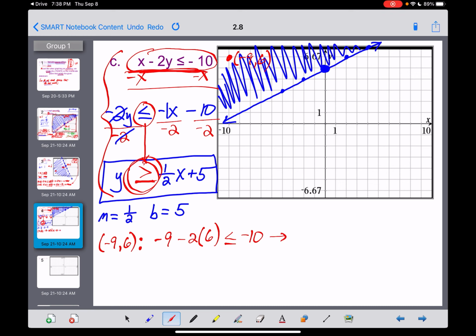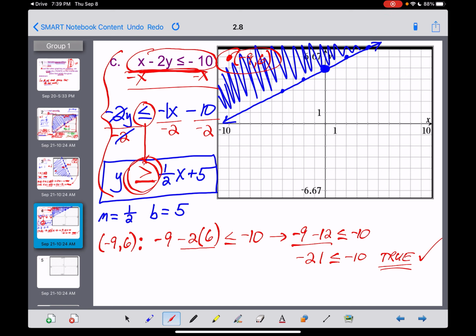Let's find out. -2 times 6 is -12, so I get, sorry about that, I get -9. All right, and then -12 is less than or equal to -10. Let's put those together. That's a -21 is less than or equal to -10. True or false? That is a true statement. And because this point is shaded, I'm going to put a check by that. That's exactly what I wanted to see. A point that's in the shaded region should give you a true statement every time. And now let's pick a point that's unshaded.